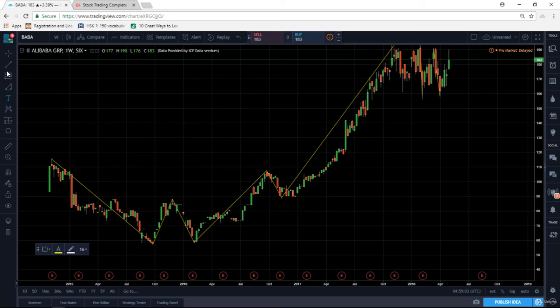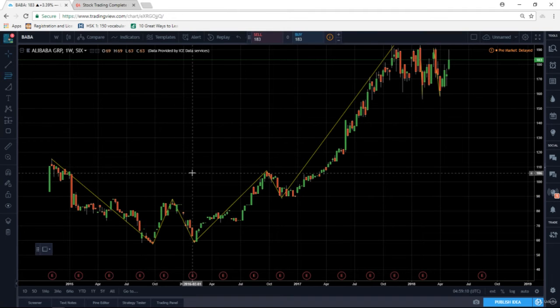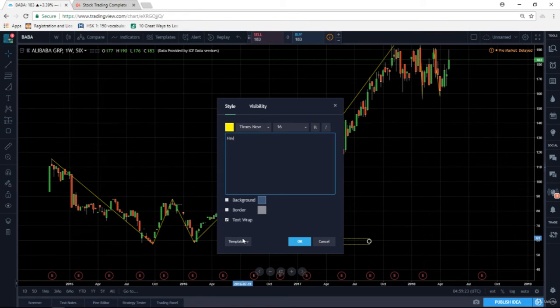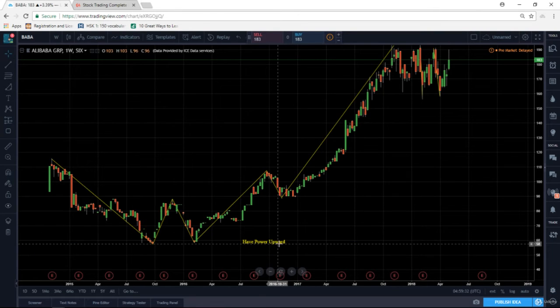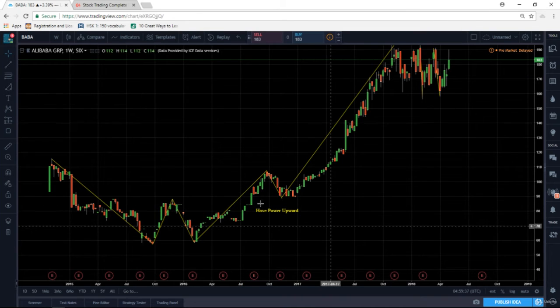All right, so what we can see here is that in terms of Fibonacci analysis, you could also use power analysis. In this chart analysis, it is obvious that this second loop has power upward, and this is the single most important sign that we could retrieve from this chart analysis: that it has power upward.